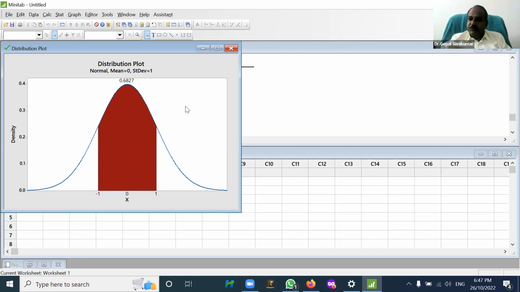Okay, 682. So it will come like that. 682 units you produced will lie between -1 and +1. But that 1,000 where we need to input, sir, in the Minitab? No, you don't have to input.